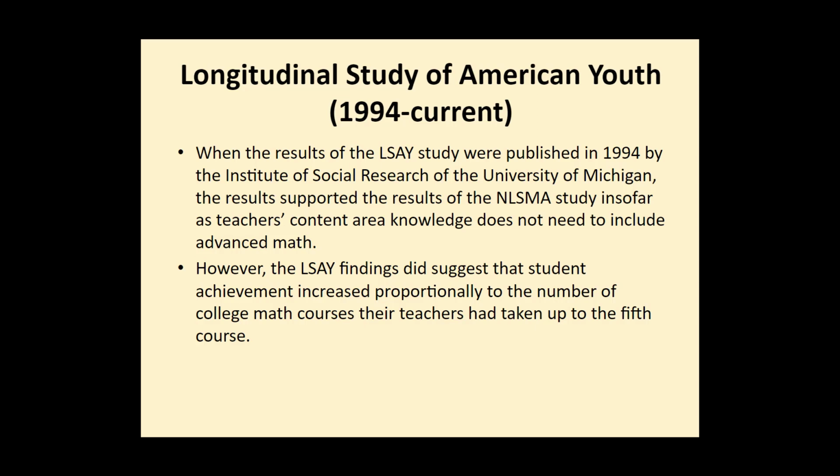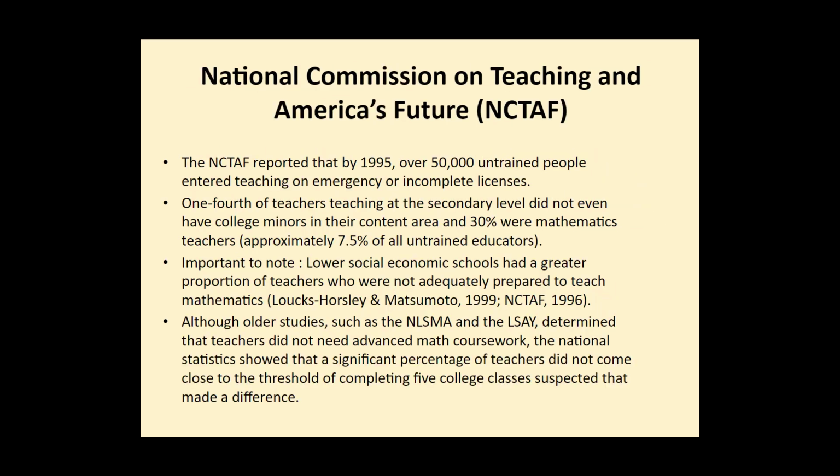What they did find was that students' achievement increased proportionally to the number of math courses their teachers had taken, up to the 5th course. So it didn't matter if calculus would have been one of those courses, so long as teachers had taken at least 5 math courses in college, we would see student achievement increase proportionally. This information was received at exactly the right moment.